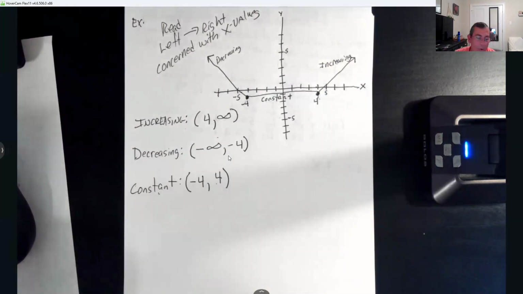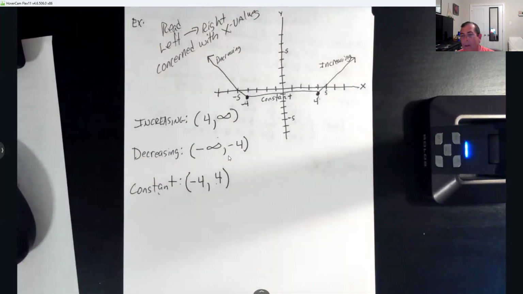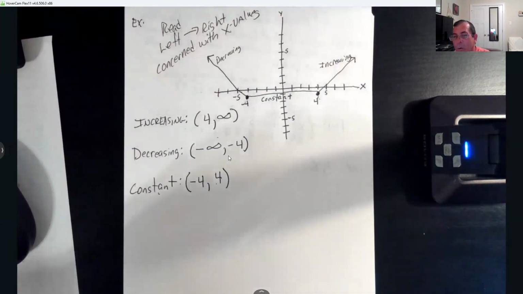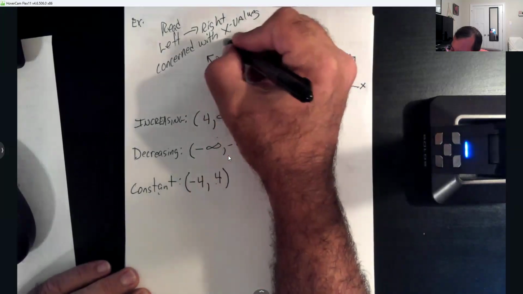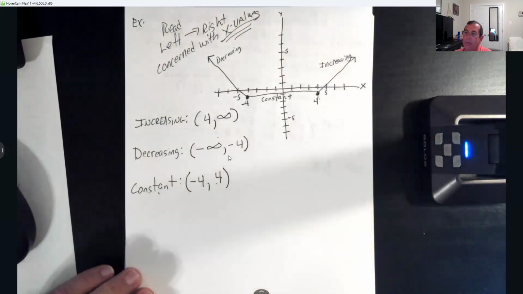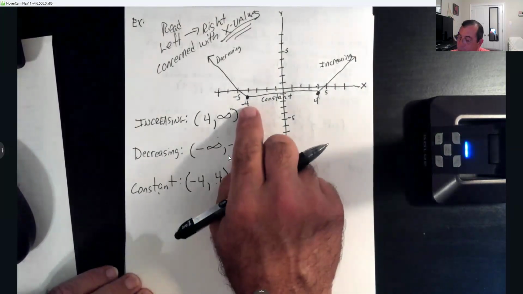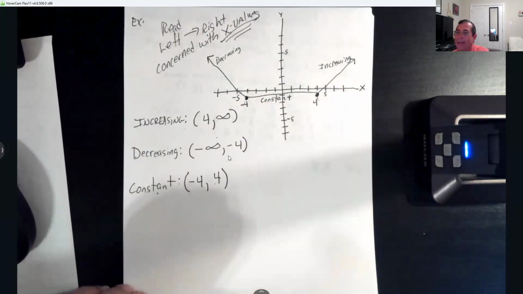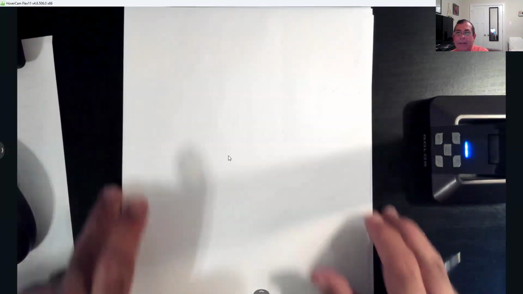So just remember on those, they're only wanting x values, okay? I didn't care that that was at -1 on the y's, okay? Just wanted to know the intervals where it was doing the increasing and decreasing.